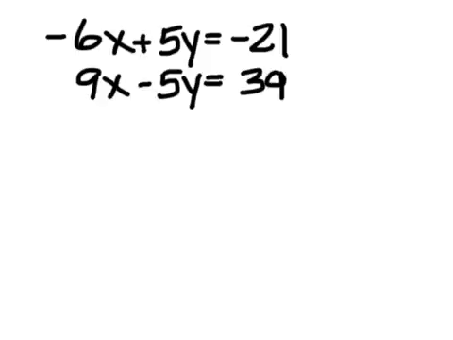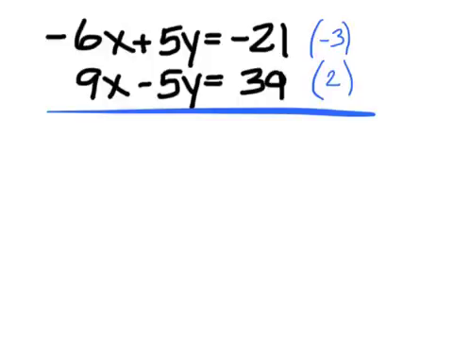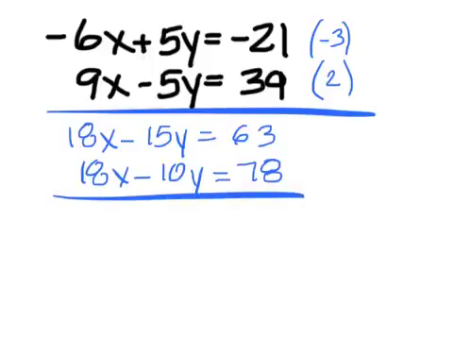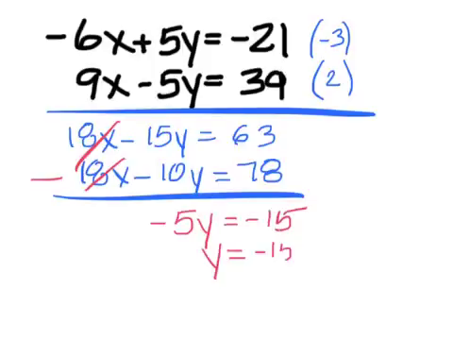For this one, the lowest number that both 6 and 9 will go into is 18. So you could multiply this one by negative 3 and this one by 2. And come up with 18x minus 15y equals 63. And then on the bottom, 18x minus 10y equals 78. When you subtract, these are gone. And negative 15 minus a negative 10 is negative 5. 63 minus 78 is a negative 15. So negative 15 divided by negative 5 is 3.